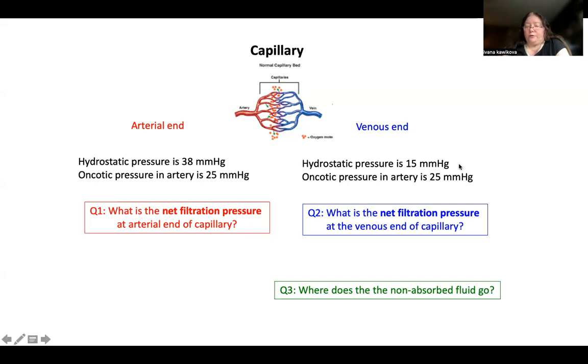But not all fluid was absorbed. Here we had net filtration pressure 13, here we have net filtration pressure of 10. So where does the non-absorbed fluid go? The fluid corresponding to 3 millimeter mercury pressure is now traveling through lymphatic vessels and lymphatic nodes until it is emptied into large veins.